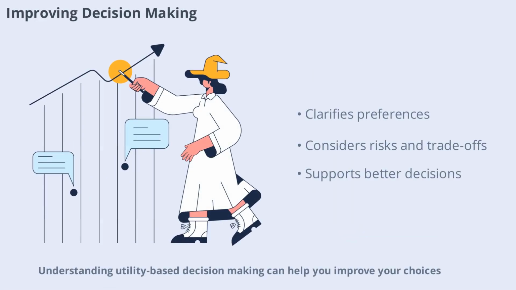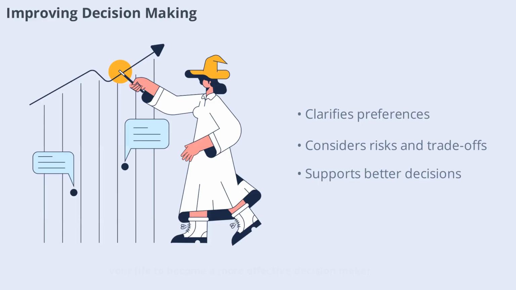Understanding utility-based decision-making can help you improve your choices. By clarifying your preferences, considering risks, and weighing trade-offs, you can make decisions that better reflect your values and goals. Practice applying utility theory in different areas of your life to become a more effective decision-maker.